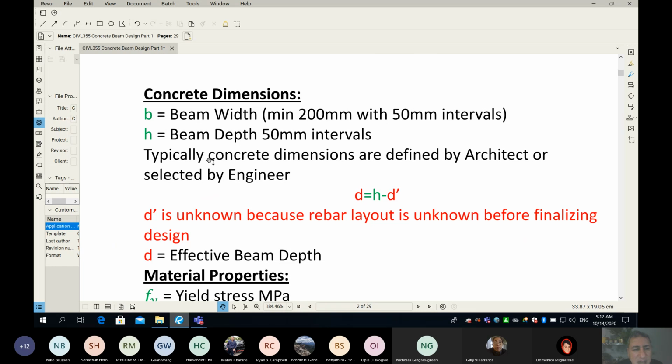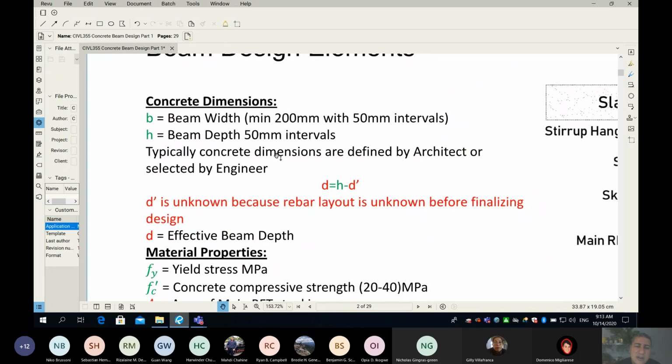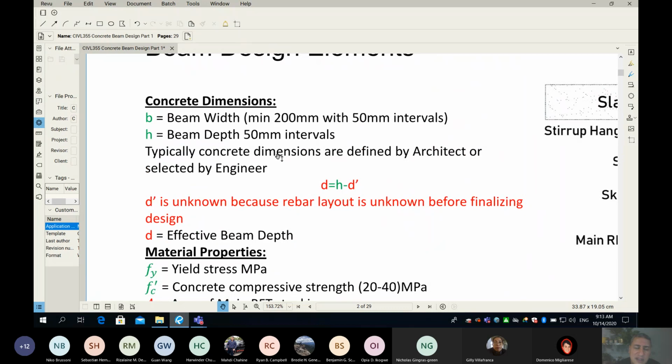Let's try to do the same discussion on the beam height. You can see here it's in green, which means you can know that this is given by somebody. So the beam depth has interval of 50 millimeter, and typically this concrete dimension is defined by the architect or selected by the engineer. You will see, not today, but next class, if the architect doesn't provide any help for the H, for the height of my beam, then there are some tools that we can use to find the H.